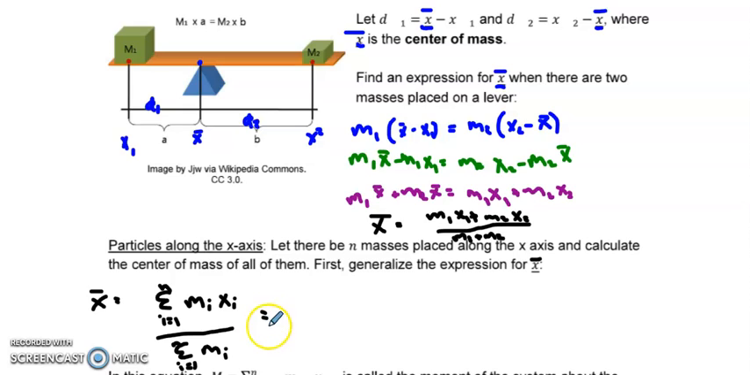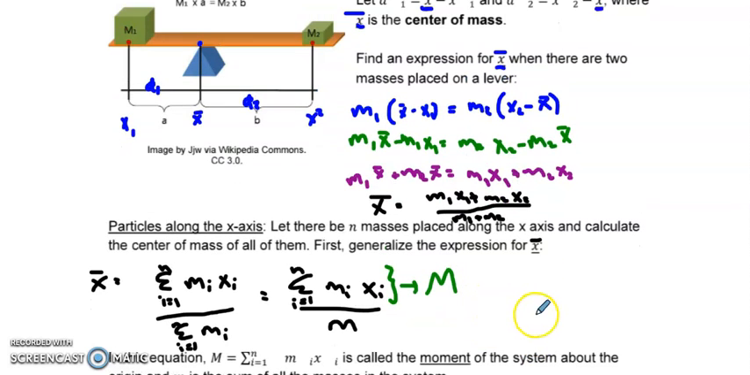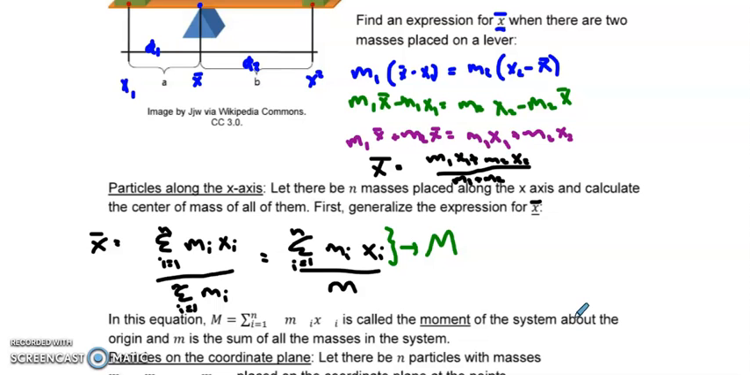And then what we're going to say is that the sum of m sub i is just m, the sum of all masses in the system, little m. And so our equation becomes the summation from i equals 1 to n of m sub i, x sub i, divided by m, the sum of all the masses in the system. And in this situation, remember I referred to the moment earlier, this numerator here, we can rename as big M. That is the moment of the system around the origin, whereas little m is the sum of the masses in the system. Okay, and we're going to go on to the next video to do the next page.